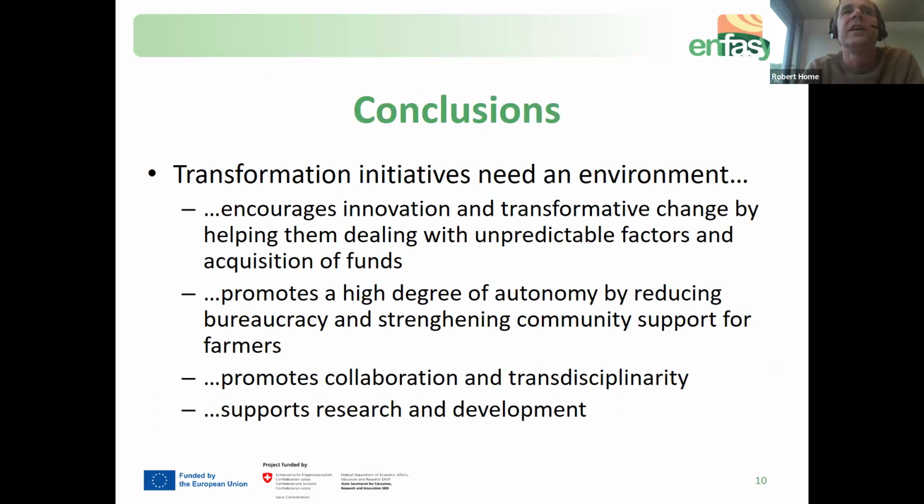So the conclusion is that transformation initiatives need an environment that encourages innovation, helps them with the unpredictable factors, and also perhaps helps them with acquisition of funds. They need an environment that promotes a high degree of autonomy, sometimes with less bureaucracy, but also with strong community support. They need an environment that promotes collaboration and transdisciplinarity, which is an internal environment, and they need an environment which supports research and development.